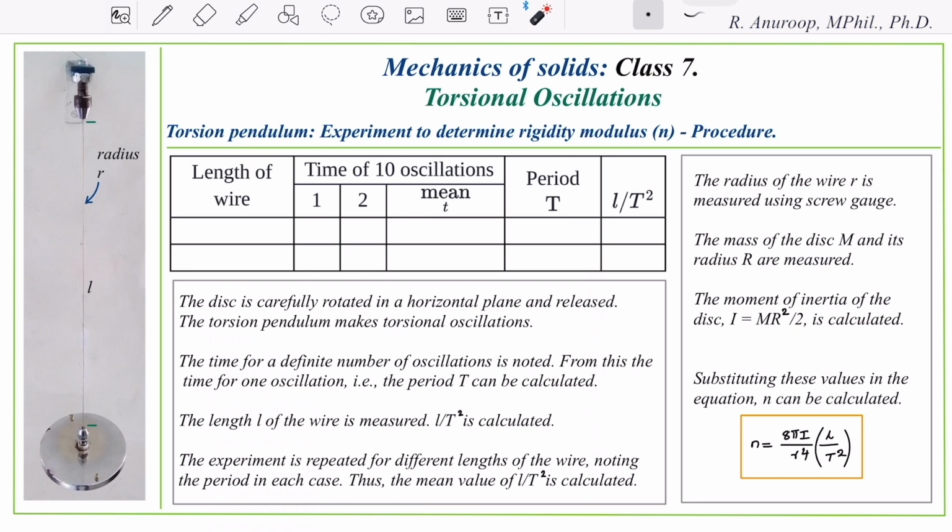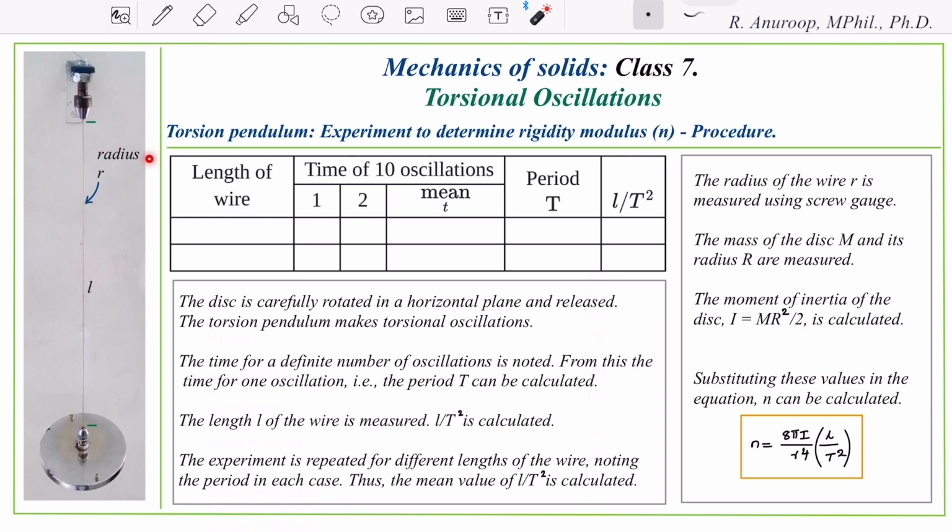Now the experiment is repeated for different lengths of the wire. Change the length of the wire. Do the same experiment. Find the time for 10 oscillations. Then find the period capital T. Then again for this new length, find out L by T square. Then again repeat the experiment by varying the length, and L by T square is determined. Now take the mean value of L by T square.